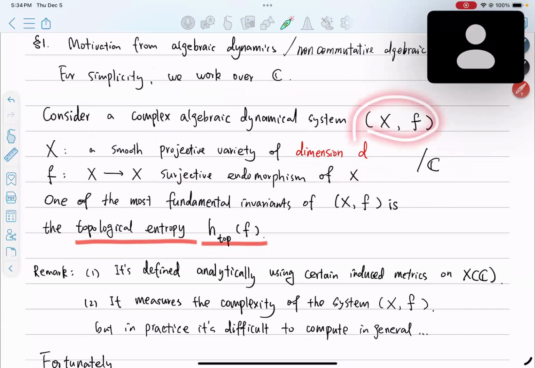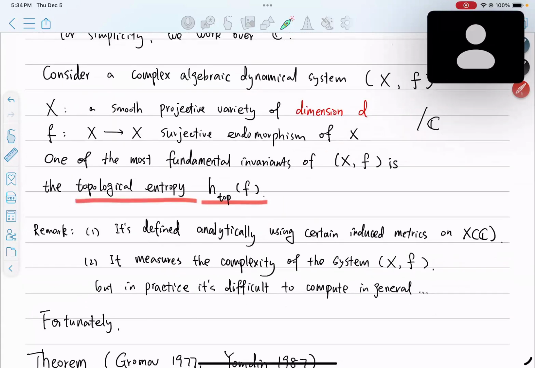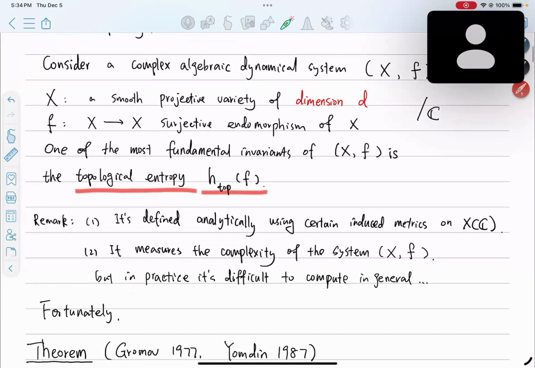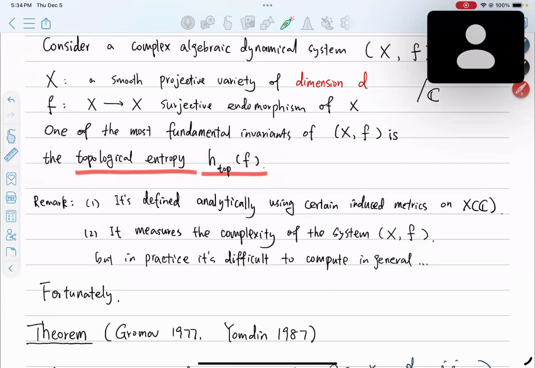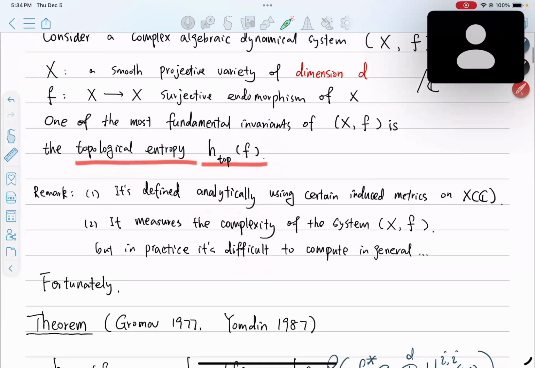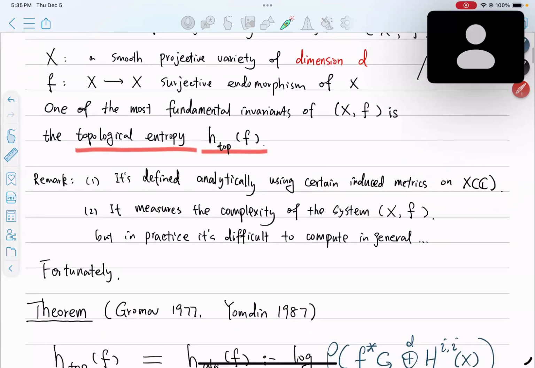Okay, so for this system (X, f), one of the most important invariants is the so-called topological entropy, denoted by h_top(f). I won't define this entropy in this talk, but the original definition is very analytic. I guess it's due to Adler, Konheim, and McAndrew in the 50s or 60s. The definition is very analytic. For example, it uses some double limit, and also uses an induced metric on the associated complex manifold. Anyway, roughly speaking, it measures the complexity of the system.